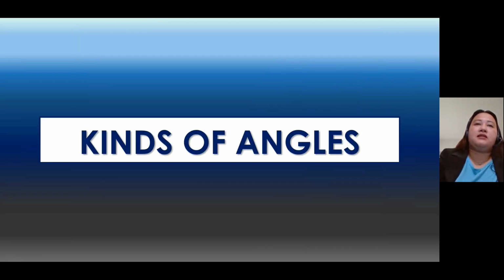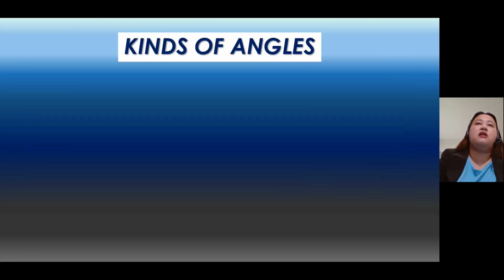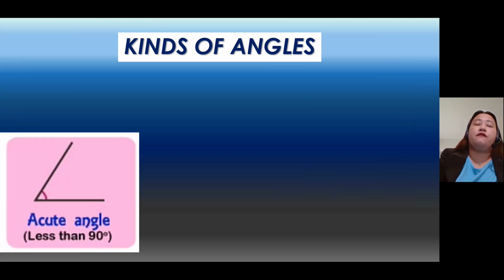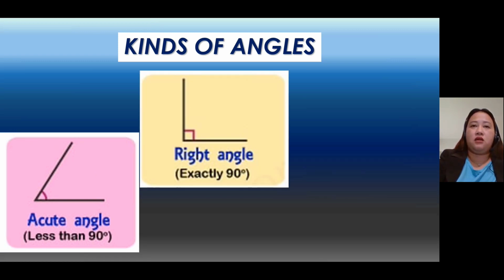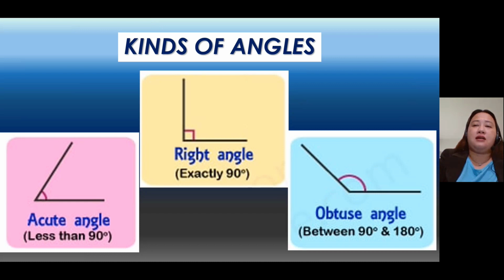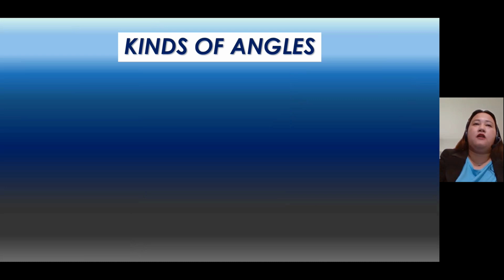Next, let us now have the kinds of angles. I will be presenting to you the 6 kinds of angles. This is also a review. The first one is the acute angle. Remember that the acute angle is less than 90 degrees. The right angle measures exactly 90 degrees. And the obtuse angle is between 90 degrees and 180 degrees. So these are the first 3 kinds of angles. We also have another 3 on the next slide.